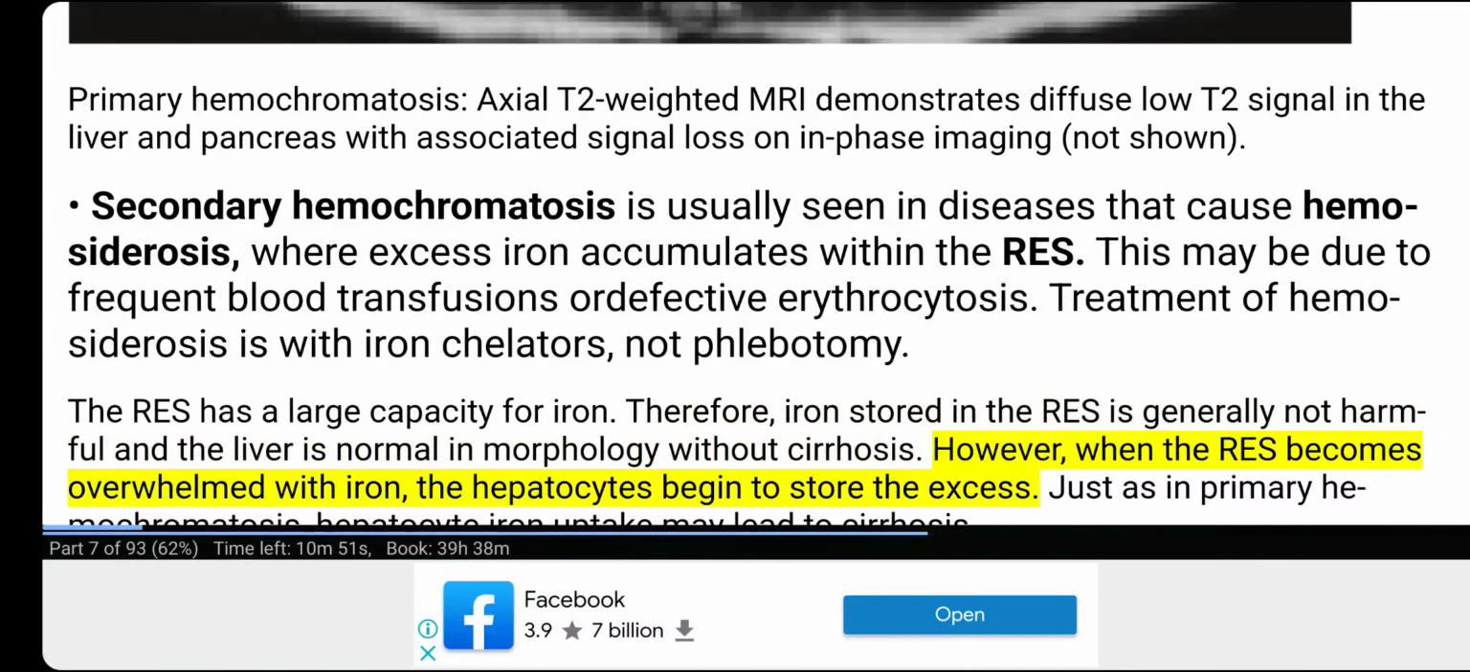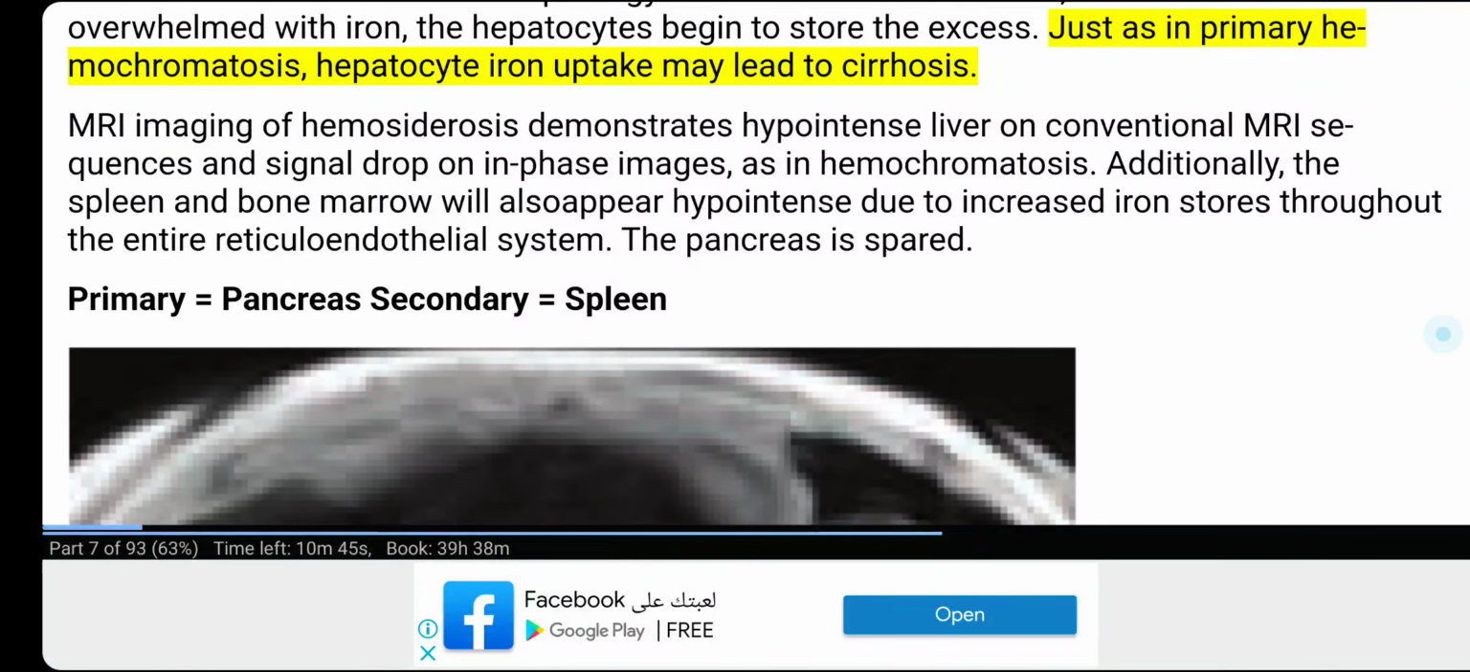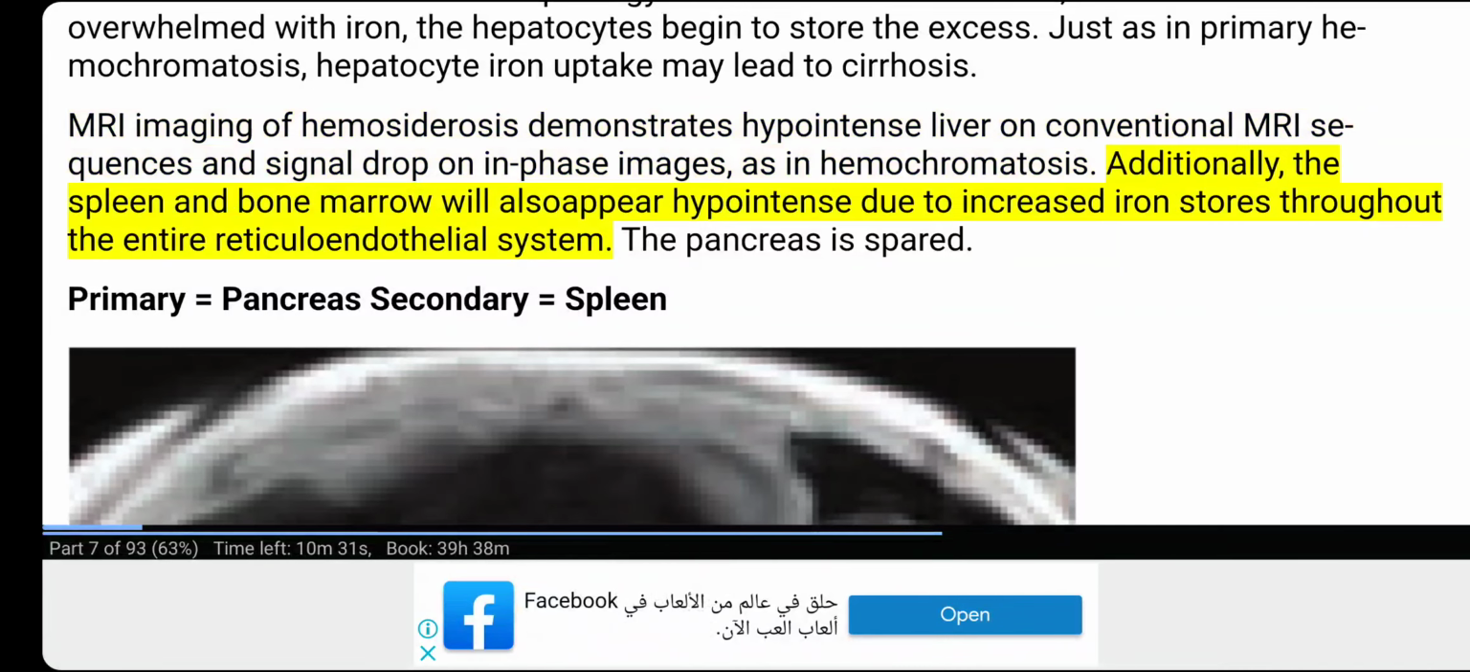However, when the RES becomes overwhelmed with iron, the hepatocytes begin to store the excess. Just as in primary hemochromatosis, hepatocyte iron uptake may lead to cirrhosis. MRI imaging of hemosiderosis demonstrates hypointense liver on conventional MRI sequences and signal drop on in-phase images, as in hemochromatosis. Additionally, the spleen and bone marrow will also appear hypointense due to increased iron stores throughout the entire reticuloendothelial system.